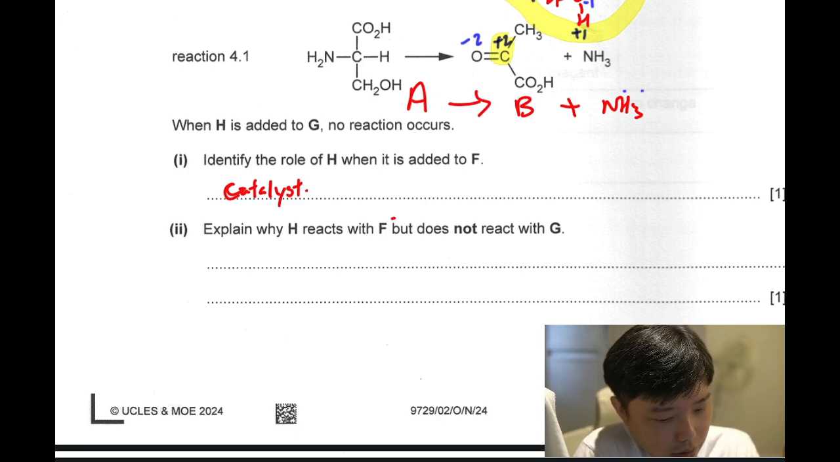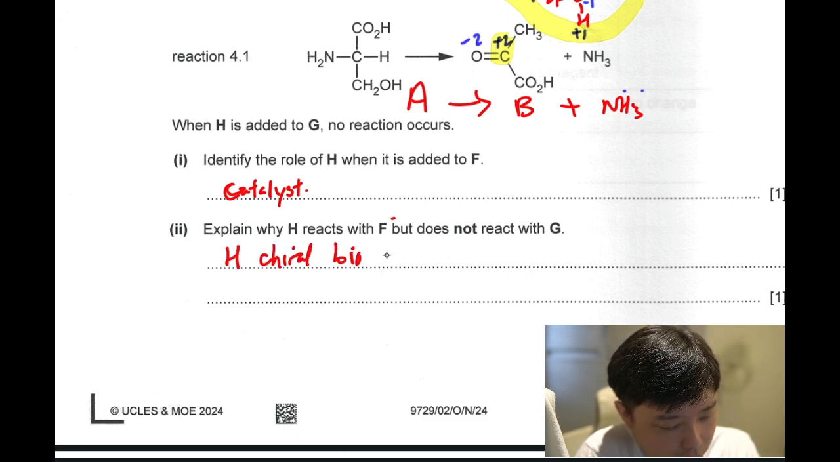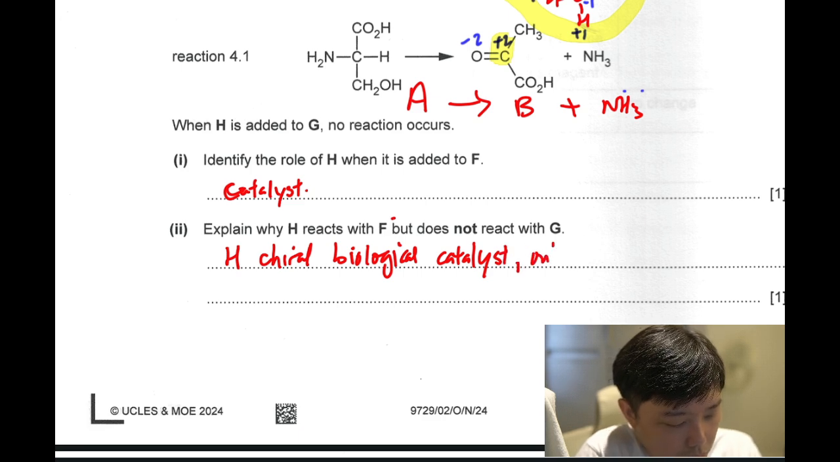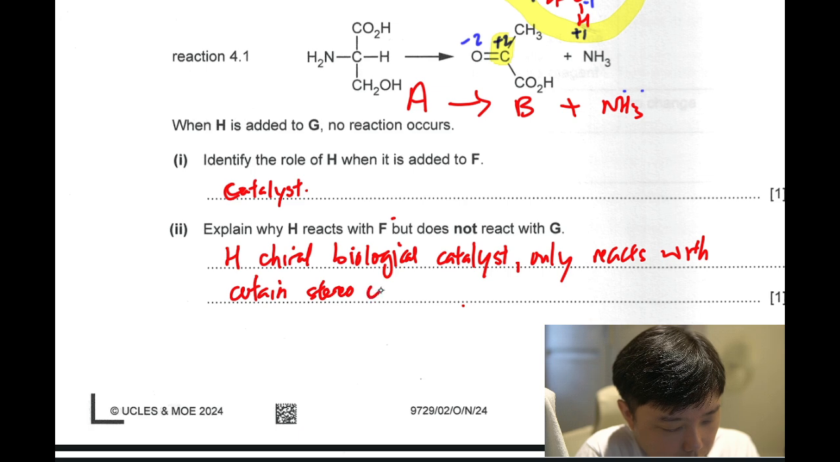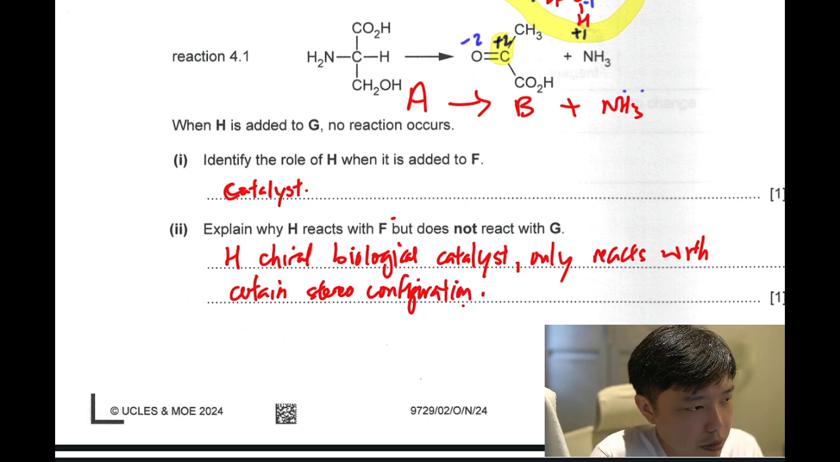All right, so H is a chiral biological catalyst. Okay, it only reacts with a certain configuration, stereo configuration. Okay, so that's the reason why it doesn't react with G, because it doesn't fit the stereo configuration.